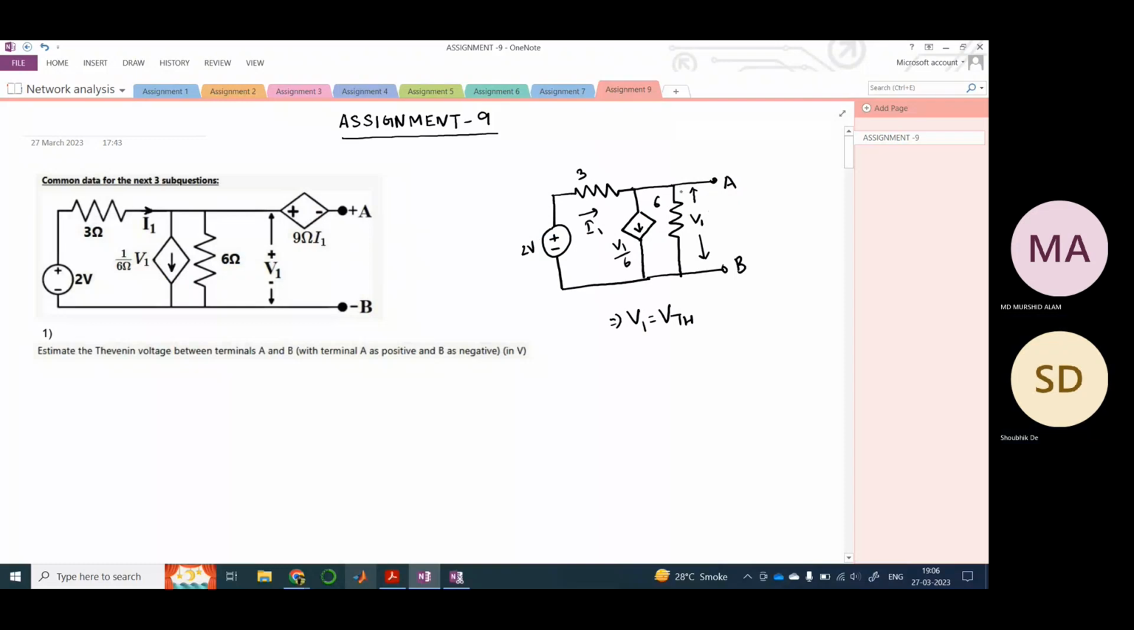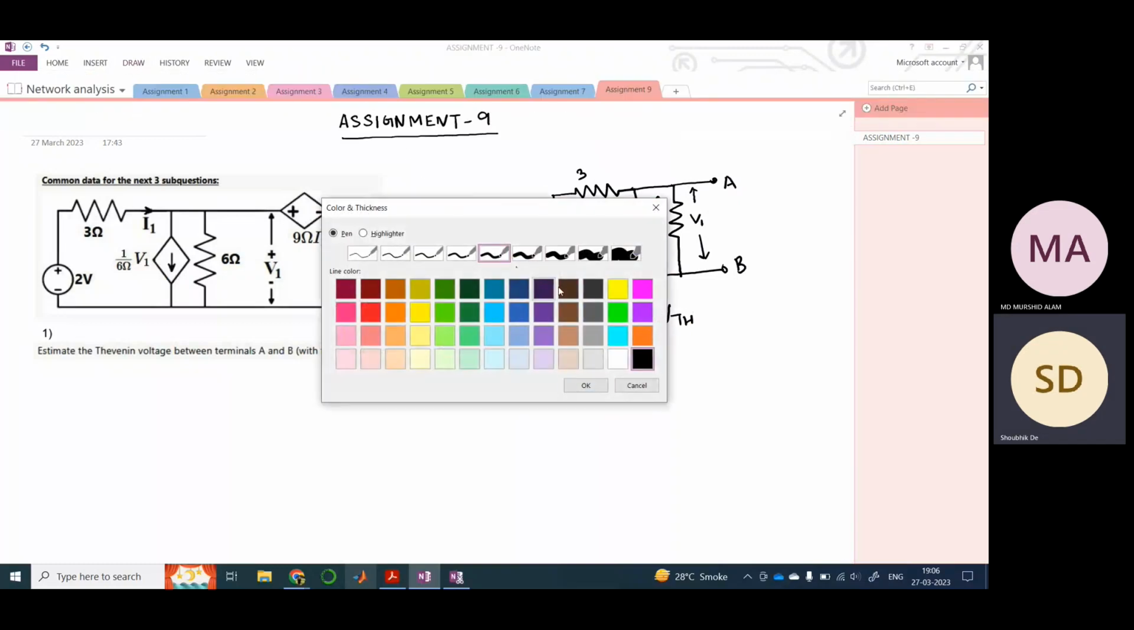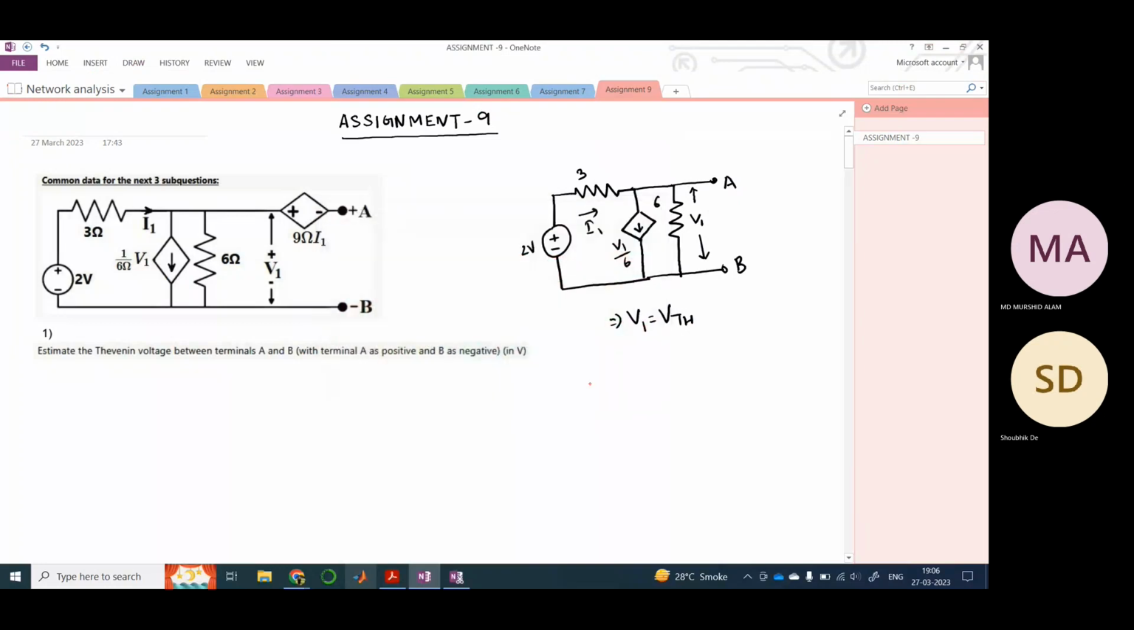And why is this VTH equal to V1? Because you are measuring the voltage across this 6 ohm resistor, nothing else, and this is equal to V1 only, and this is your Thevenin voltage. But instead, in this circuit here, we have this. So instead here we have this thing, right? There is a 9I1 dependent voltage source.